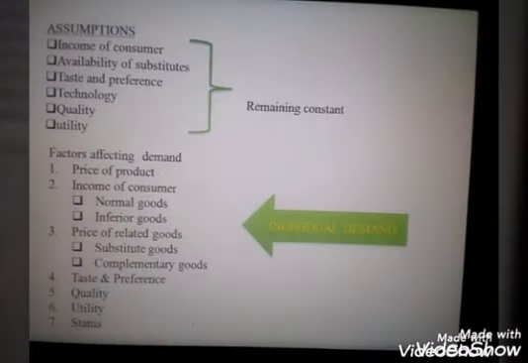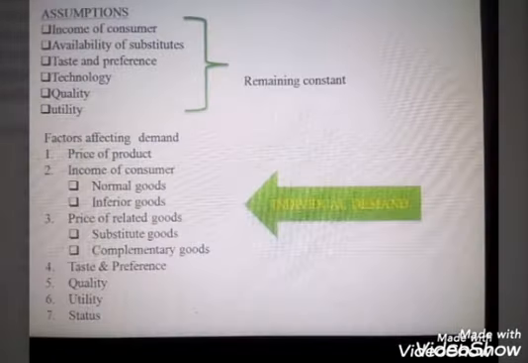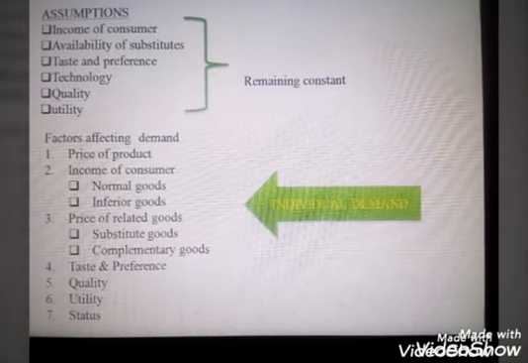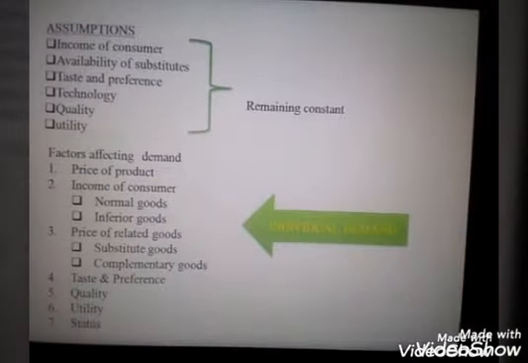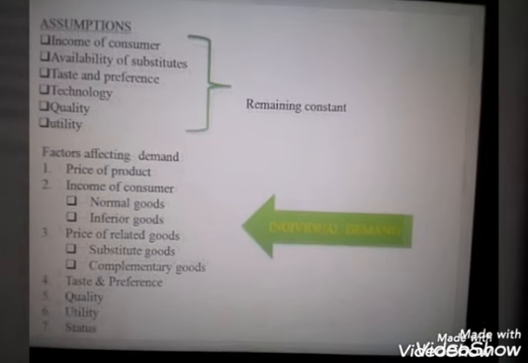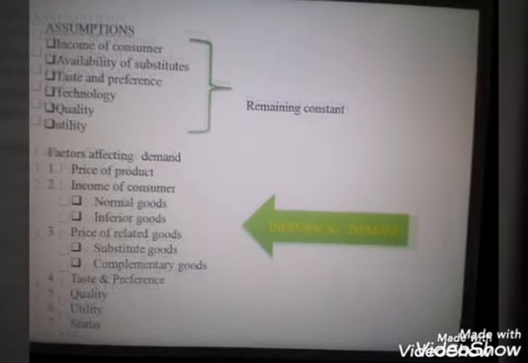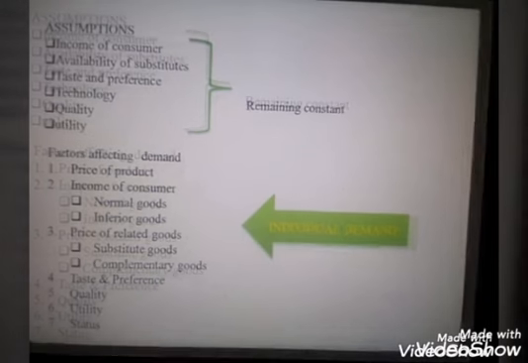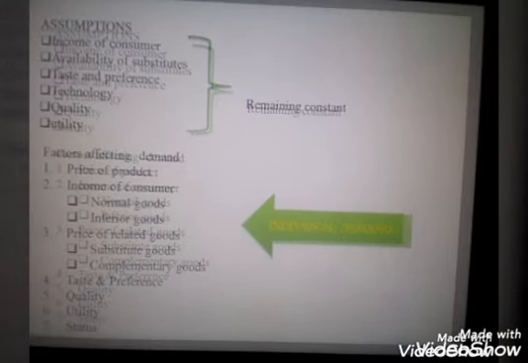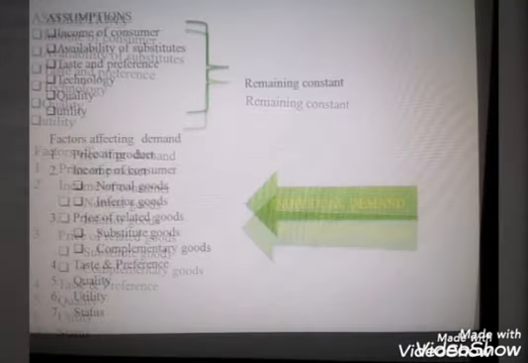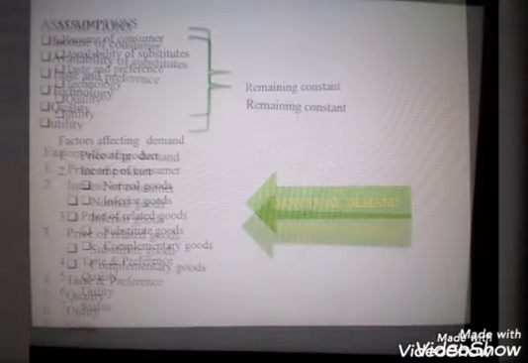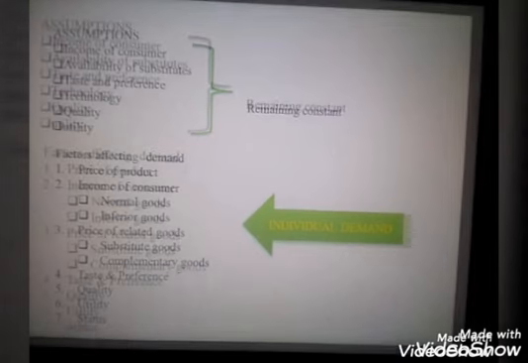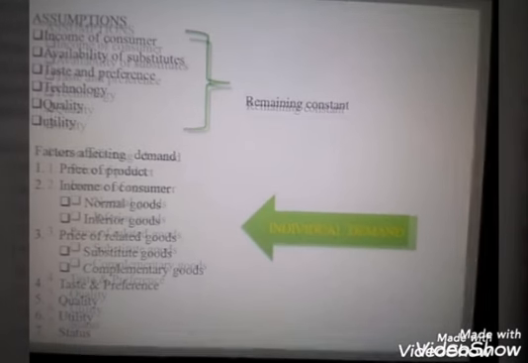Assumptions of law of demand. We have already learned that the law of demand means when the price of the product increases, the demand for the commodity decreases and vice versa, other things remaining constant. So what are these other factors remaining constant? Let us see: the income of the consumer, availability of substitutes, taste and preference of the consumer, technology, quality and utility. These are the factors that remain constant in law of demand.